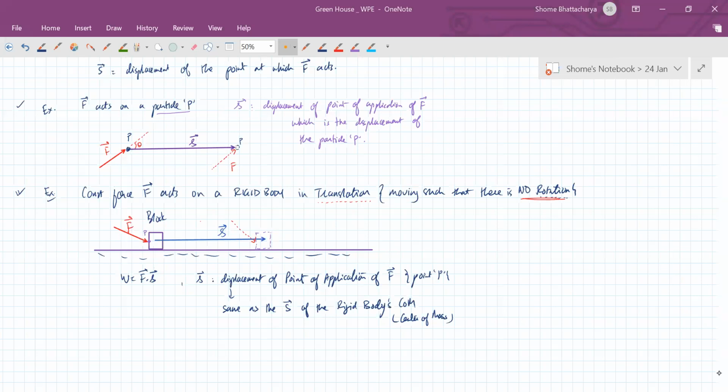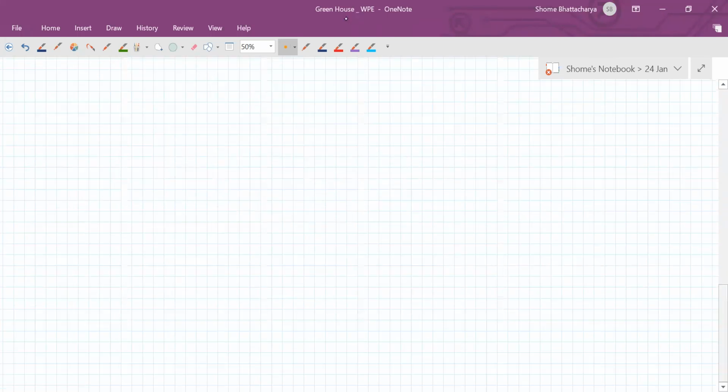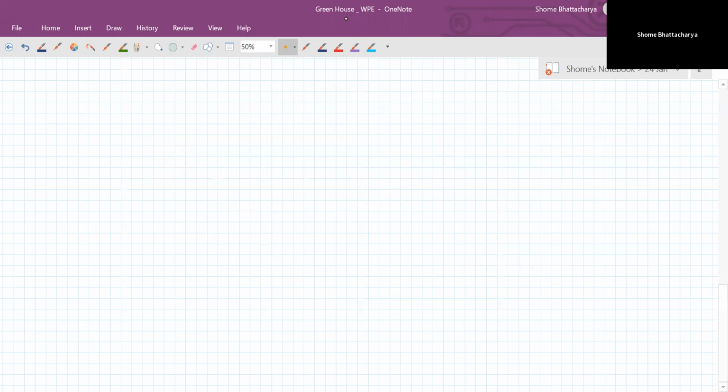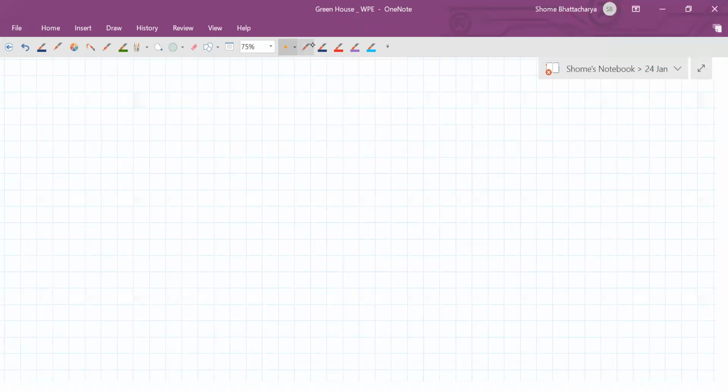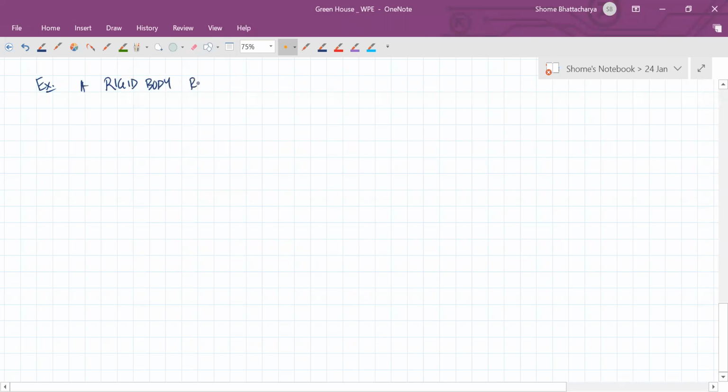Okay. Now let's come to another situation, which is somewhat more interesting. This type of situation we won't be dealing with right now. We'll be coming to that in a later chapter called rotational mechanics. But suppose we have a situation like this, like a rigid body rotating about a fixed axis.